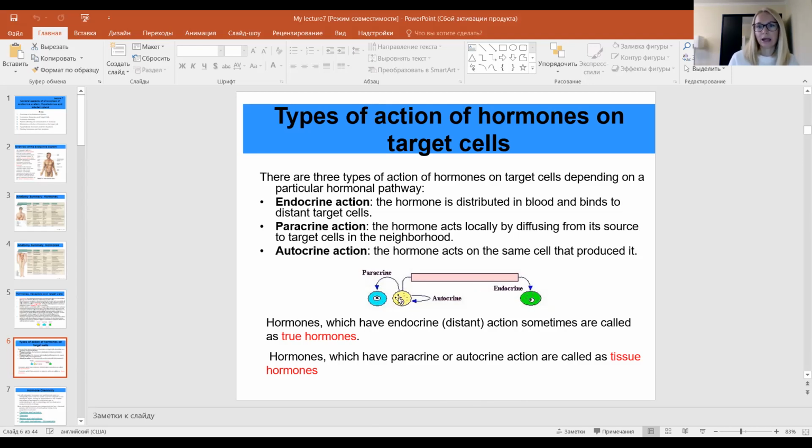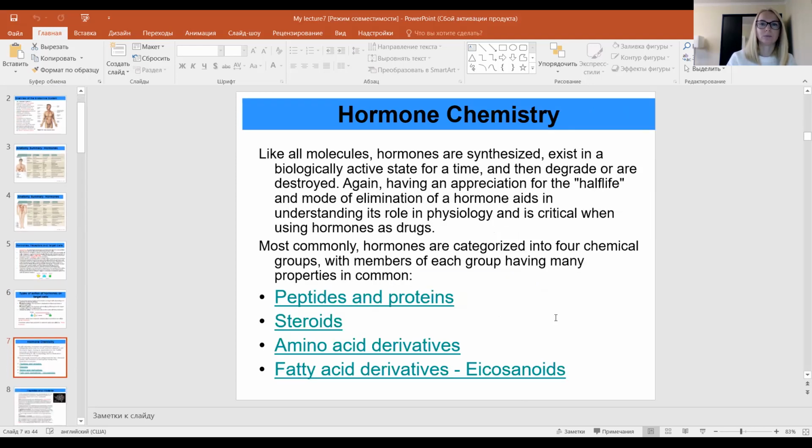So here you have a picture. Endocrine, the hormone is distributed in blood to affect distant target cells. Paracrine, hormone can affect only neighboring cells. And autocrine, hormone can affect only the same cell that secreted it. And only hormones that have endocrine action can be considered as true hormones. Other hormones that are having paracrine or autocrine action are called tissue hormones.